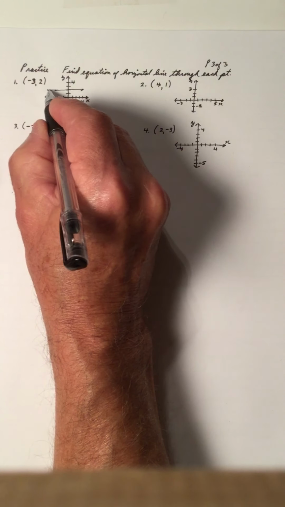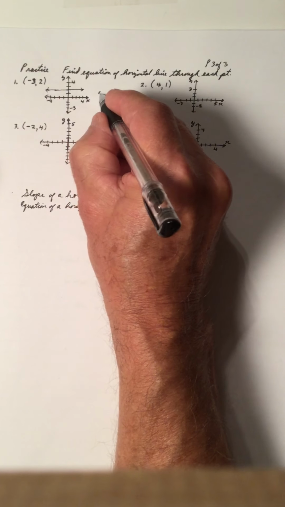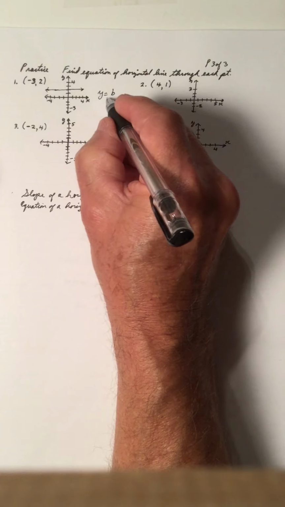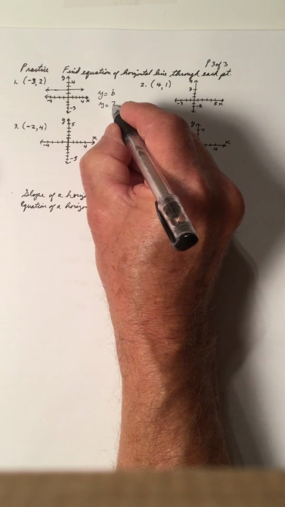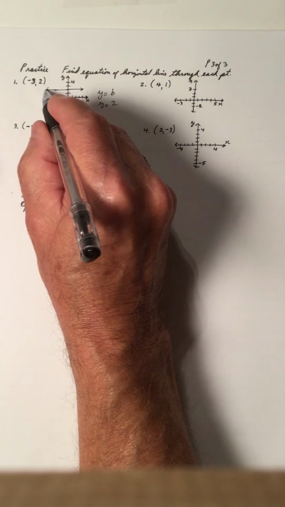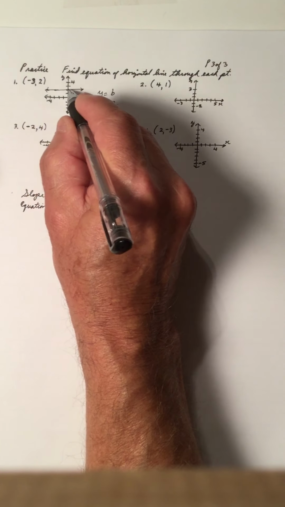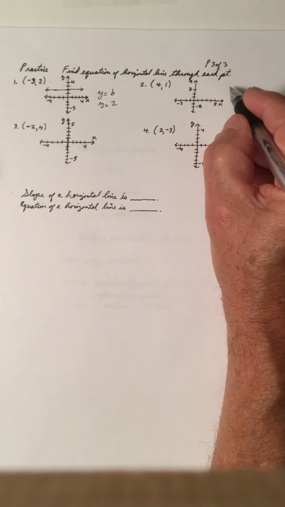There's the horizontal line. And the equation is y equals b. Y equals the y coordinate of the point, or if you draw the line, it's the y-intercept. Y is 2 everywhere on this line.